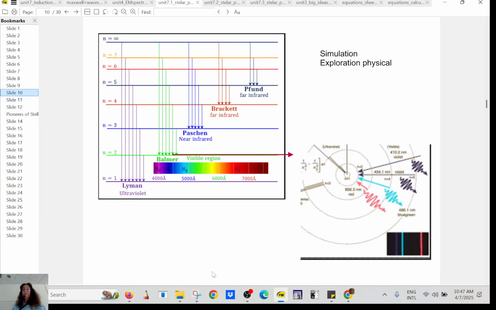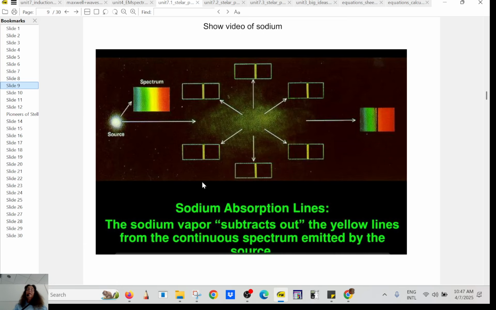That takes us to quantum physics, and that was explained by Bohr, around 1913, so the beginning of quantum physics. It's very simple to understand. Let's say this is the core of your star, so radiation is being emitted. When light is going through the atmosphere of a star, some wavelengths will be absorbed, and then it will be burped out in another direction. That's why you have this black line.